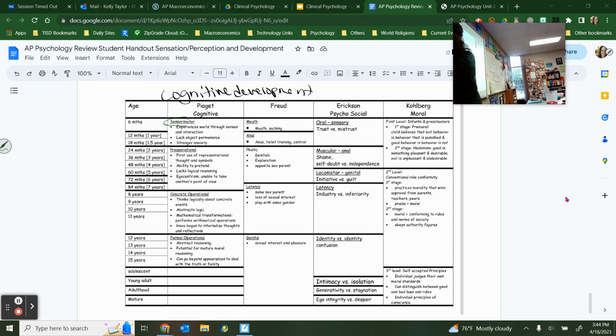Okay, so we have the 4 stages: sensory motor, pre-operational, concrete, and formal. Key things for sensory motor: they lack object permanence at the beginning of this stage.